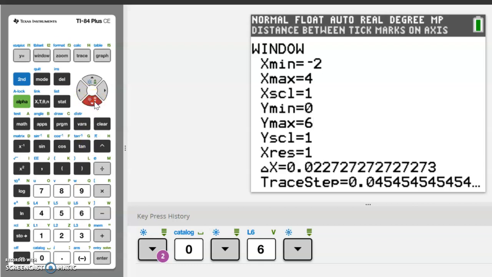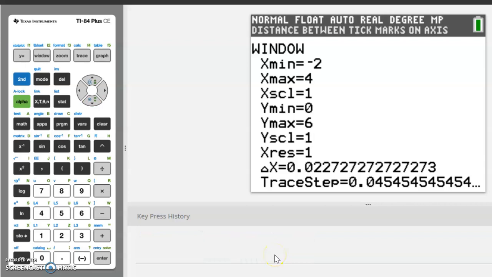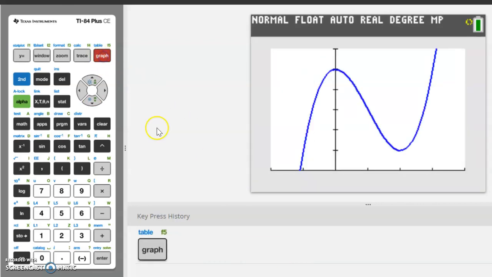And the y scale, we're going to leave it as a +1 because it's pretty easy for us to count from 0 to 6 counting by ones. Once you have your window adjusted, you can go ahead and hit graph. And now you should see kind of a zoomed in version of the image.